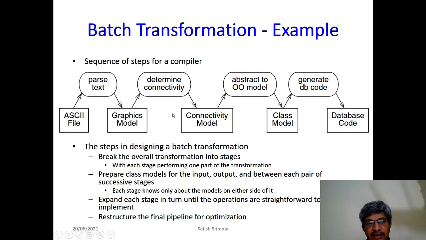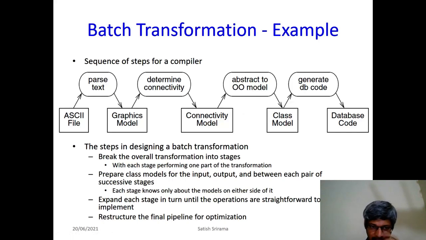So what are the steps there? Basically, first it has to take the ASCII file. Okay. So again, a class model for that one, and then you have to parse the text. Okay, that will generate the graphics model. Then you determine the connectivity. Okay, this is specific to that particular compiler. We don't really have to worry about what the things inside are and what it is doing.